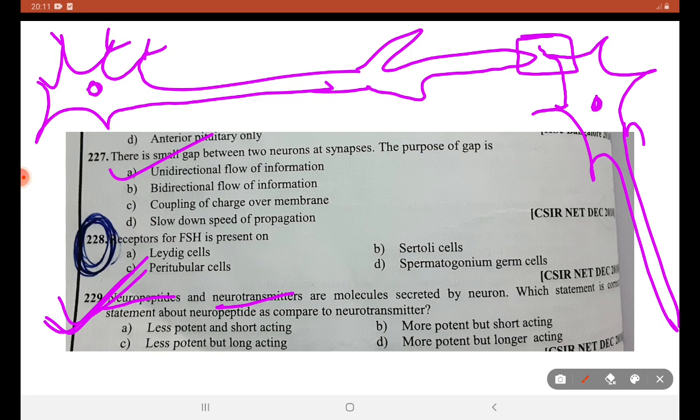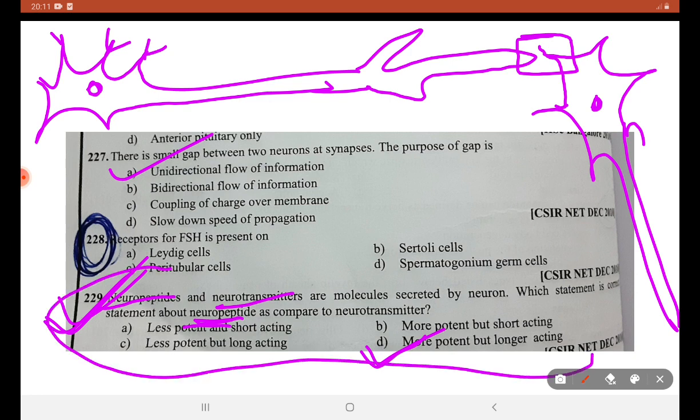Which of the following statements is correct about neuropeptide? It is more potent but long lasting. This is new learning for us today.